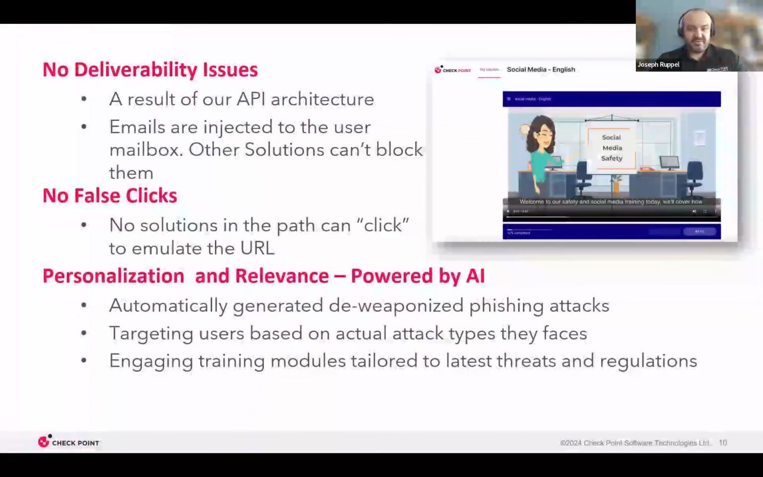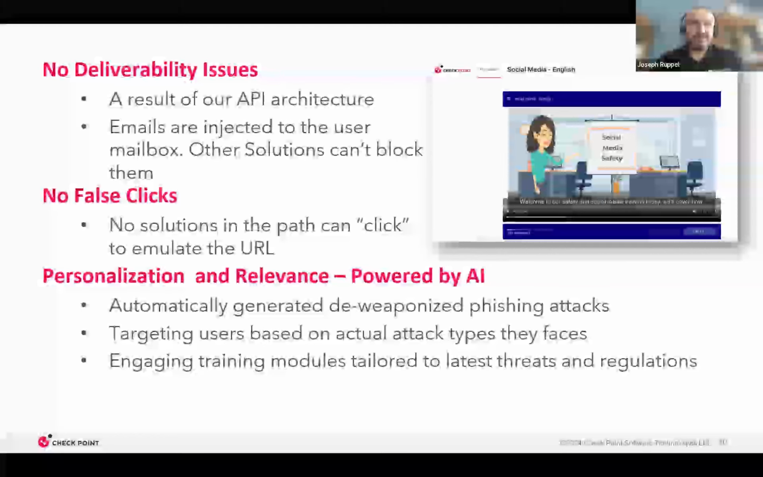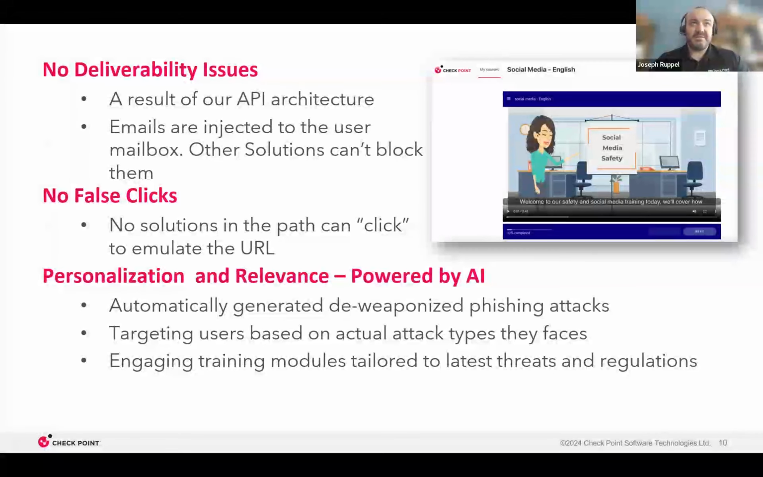A couple of things that are important to know that are special to us: our API architecture gives us no deliverability issues, right? If you're using a different security awareness training product you might be familiar with, your email gateway or some other thing that's in line will pick it up and say, "Oh, this looks like phishing." But our emails are injected directly into the mailbox via the API, so the other solutions don't even get to them. They don't see them.